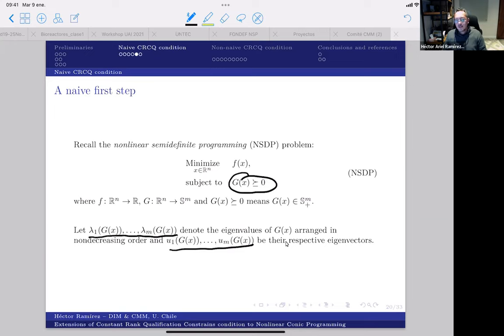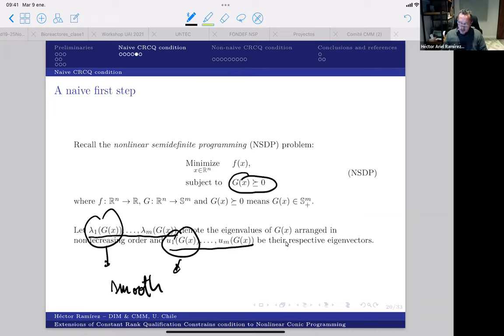Note that active sets here are related to the kernel of the matrix. The active set is the kernel of G of x star. But that kernel can have a dimension greater than one. If you work with the kernel, and if the kernel has dimension one, it is equivalent to say that the first eigenvalue is simple, so it has multiplicity equal to one. And in that case, the eigenvalue and the eigenvector are smooth. So you can work with them and use our naive approach.